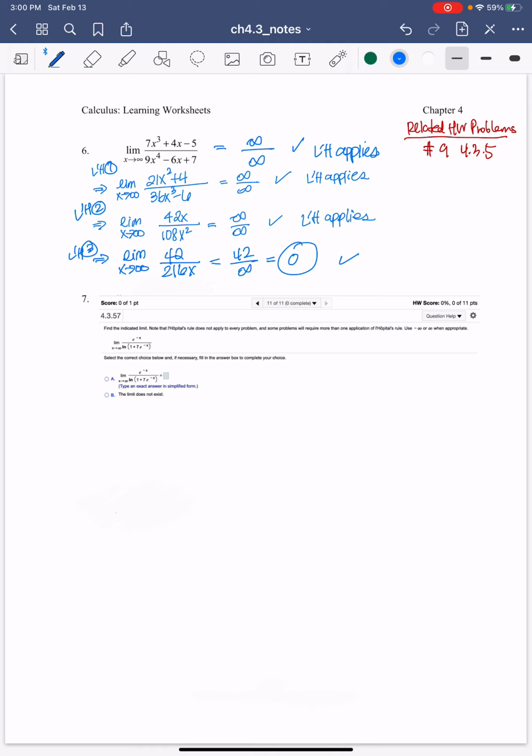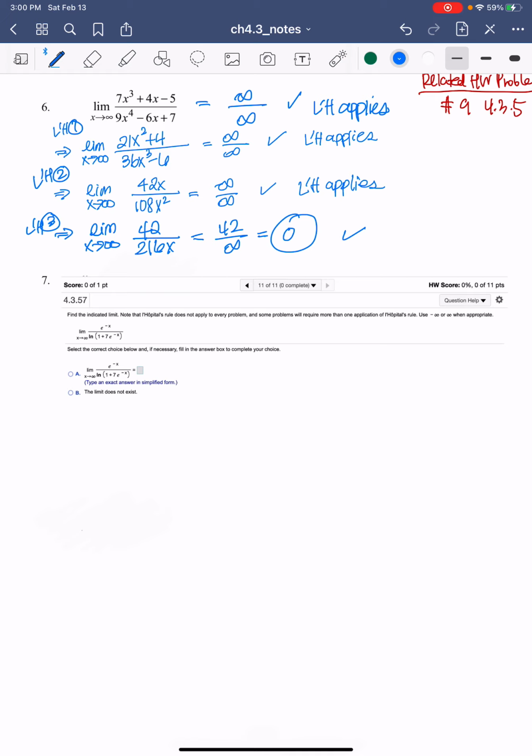Okay, this is the last problem, and this is actually coming from your homework. This is number 11, the very last problem on the homework. Find the indicated limit. Note that L'Hopital's rule does not apply to every problem. Some problems require more than one application, so it's a similar direction but a different example. So let's take a look. We have the limit as x approaches infinity of e to the negative x over ln of 1 plus 7e to the negative x.